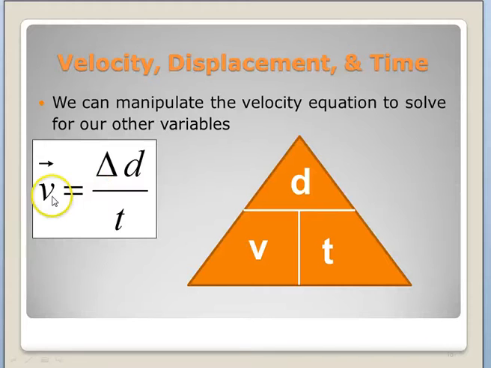So for instance, the equation itself says if we want to solve for V, we have to do d over t, or d divided by t. That's what this equation says. But let's say we want to solve for d. If we want to do that, what we have to do is the other two, V times t. So since they're next to each other, we multiply. And then say we want to solve for t, what we've got to do then is the other two, d divided by v, since they're over each other. So that's just the algebraic manipulations of this. The triangle does the same thing for you.